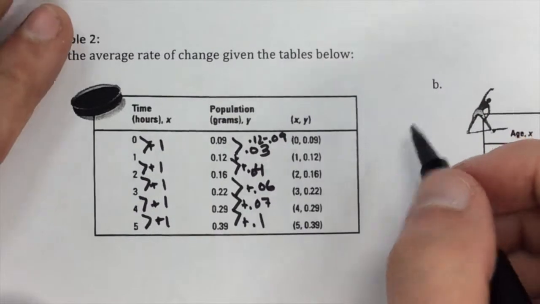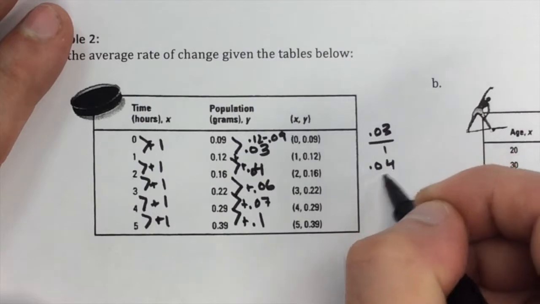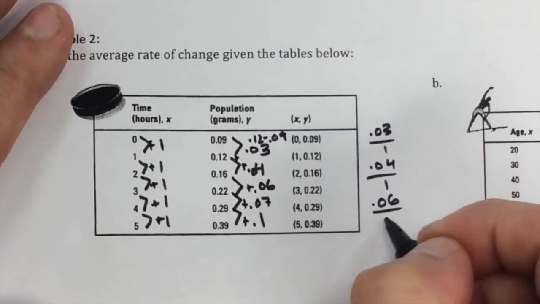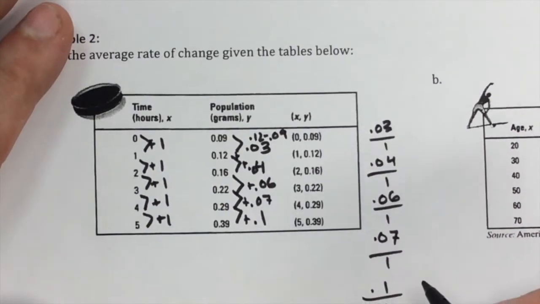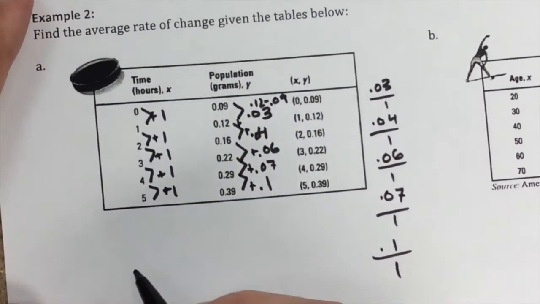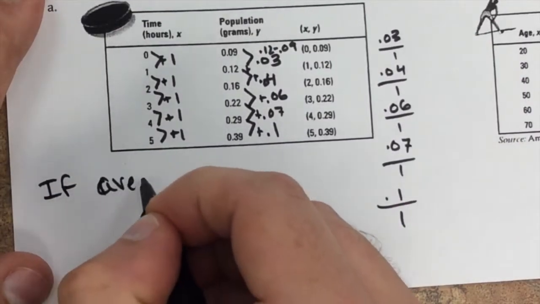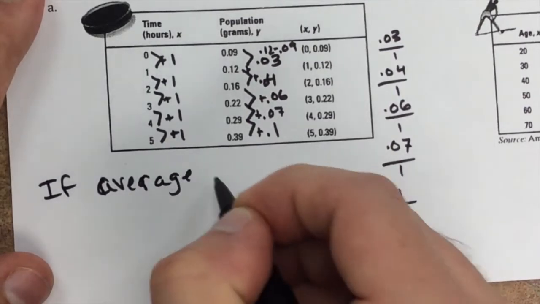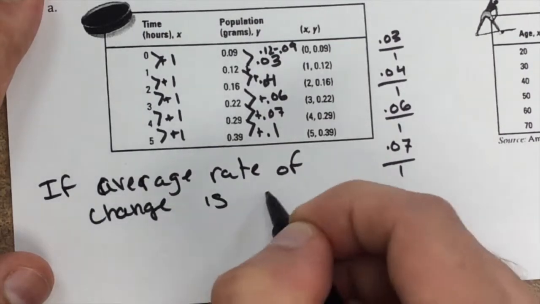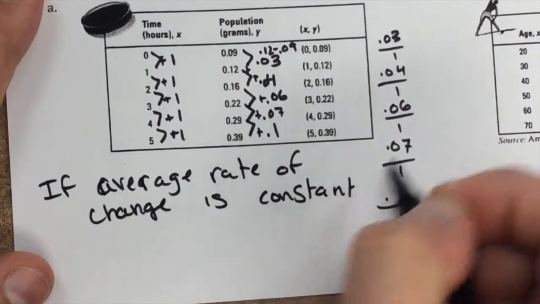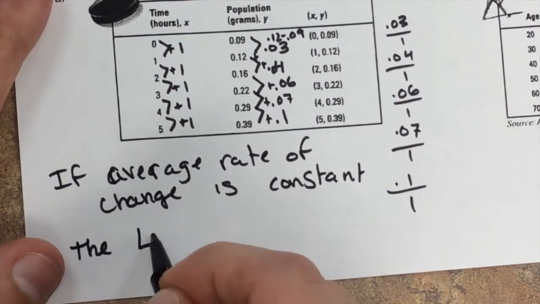If you looked at all of the slopes here, that would be 0.03 over 1, then 0.04 over 1, then 0.06 over 1, then 0.07 over 1, and 0.1 over 1. If the average rate of change is constant, which means all of these would be the same, then we have a linear function.